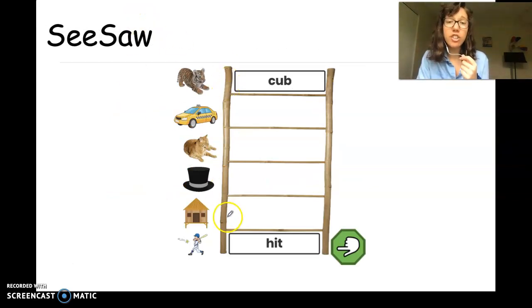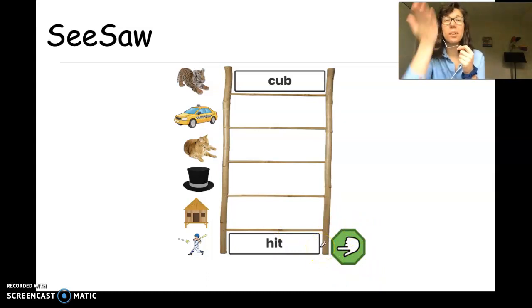All right, friends, so let's talk about that Seesaw activity. Here we have a ladder just like we did in our example. At the bottom of our ladder, we have the word hit. We see the green finger is pointing and telling us where to start. We always start at the bottom of a ladder. You've got to build your way up. And we know that we're going to work towards the word cub. I went ahead and put picture cues by those words as well to help you remember that the picture is going to be showing you what the word is.